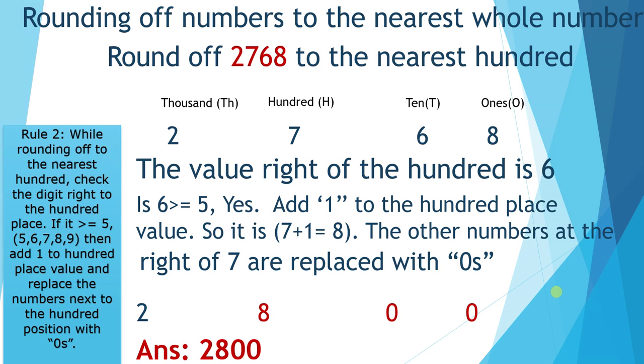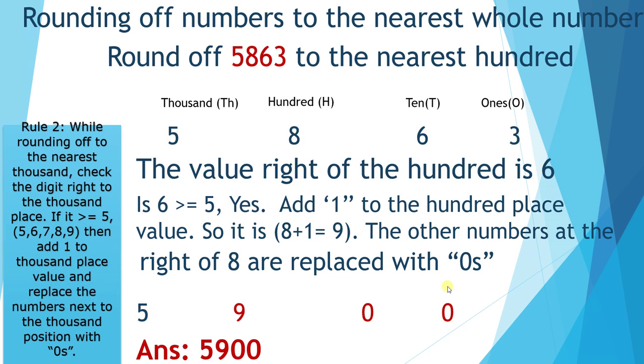So I will write our 2. The number at the 100 position changes from 7 to what? 8. And then the others are replaced with 0. So the number at the 10 position is replaced with 0. The number at the 8 position is replaced with 0. So we have 2,800 as our answer. Let's see the next slide.